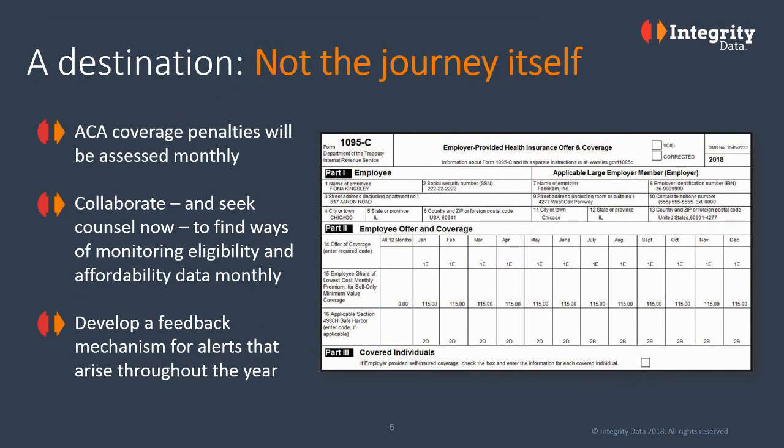Given how significant the employer penalties for ACA noncompliance are, it's critical that you don't think of 1095-Cs as just another year-end form. The IRS will be assessing coverage penalties monthly after it cross-references what employers have reported with information they receive from the exchanges and from the individual tax returns of employees. Monitoring eligibility and affordability data month after month is advisable. Be sure to reach out to other departments and professional advisors about choices and strategies for ACA compliance.